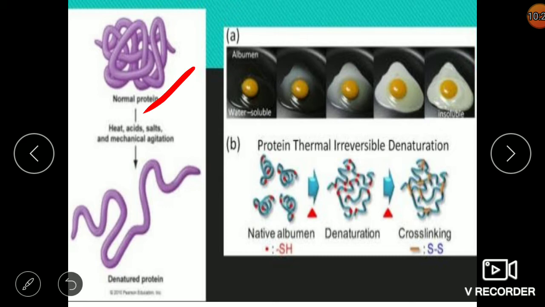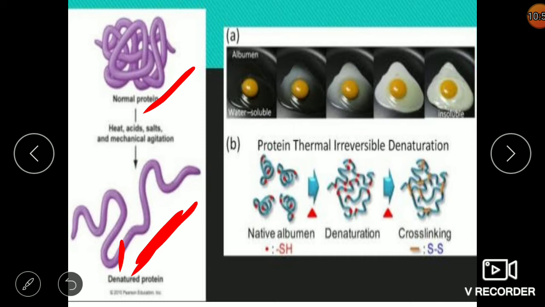When you are applying heat, changing the pH by adding some acid, base or electrolyte salt, then they become simple. That means from a complex structure they are converted into the primary structure, where the sequence is the same but the structure is different from that of your native state. One example is denaturation of the egg albumin.